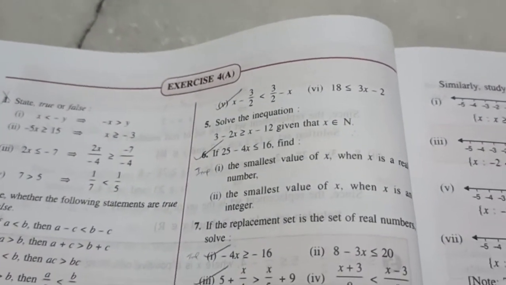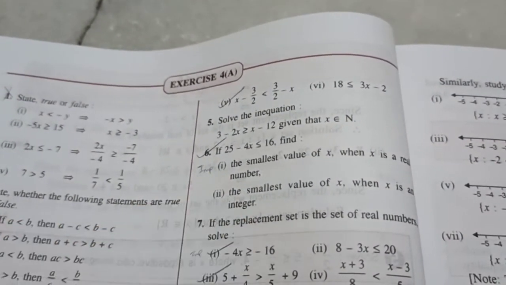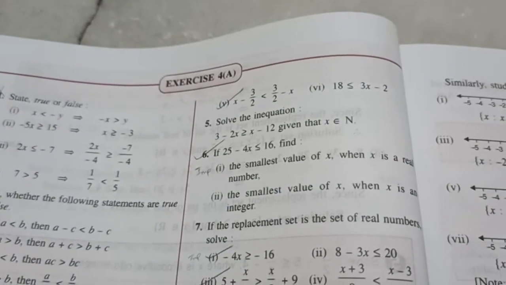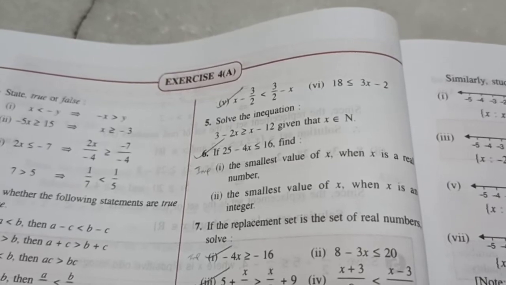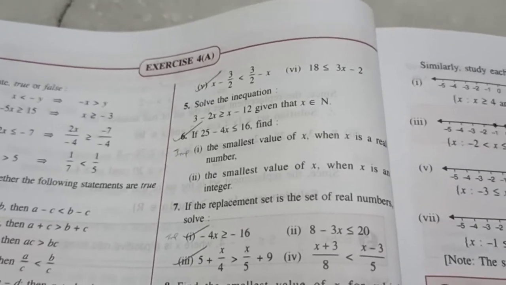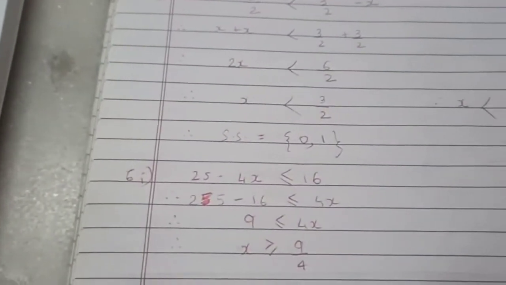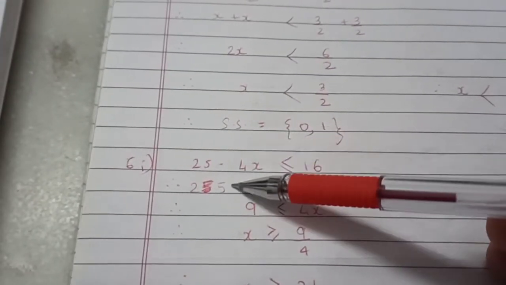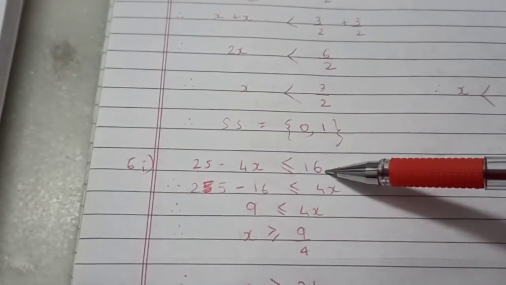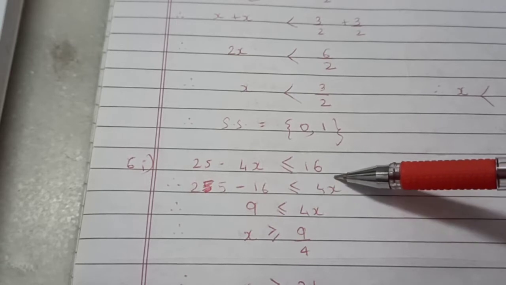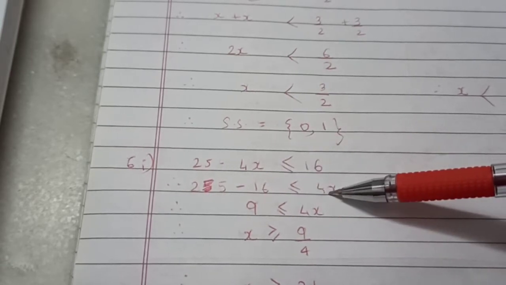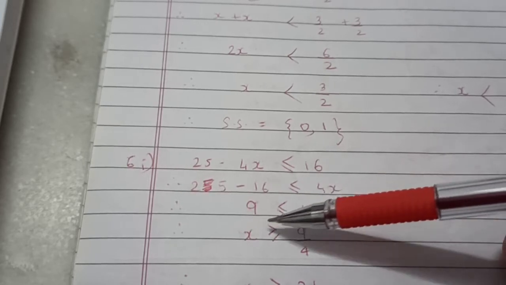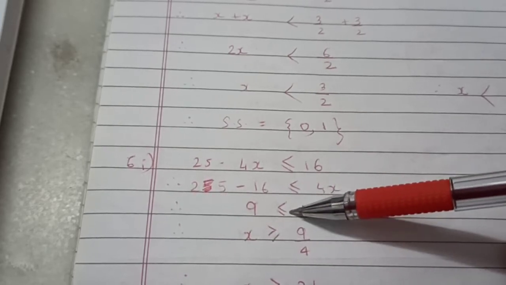Inequation is given. Roman number 1, well, mark it as an IMP sum entirely. The smallest value of x when x is a real number. Now, that's something new. So we solve this inequation as usual. 16 goes to the left hand side, minus 4x goes to the right hand side. I don't like x to be negative. That's why I shifted minus 4x here to make it positive. Next, after solving, 4 goes down. I get x is greater than or equal to 9 upon 4.